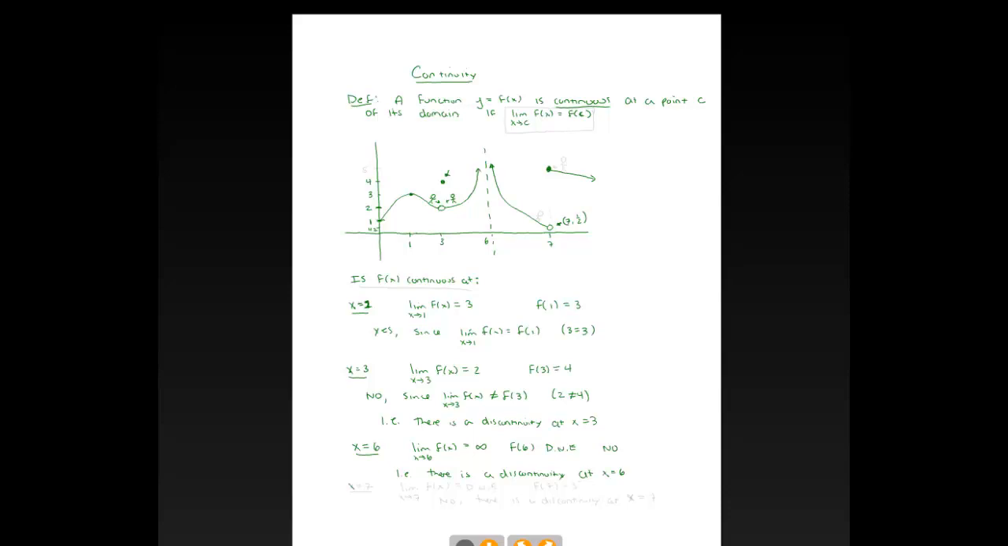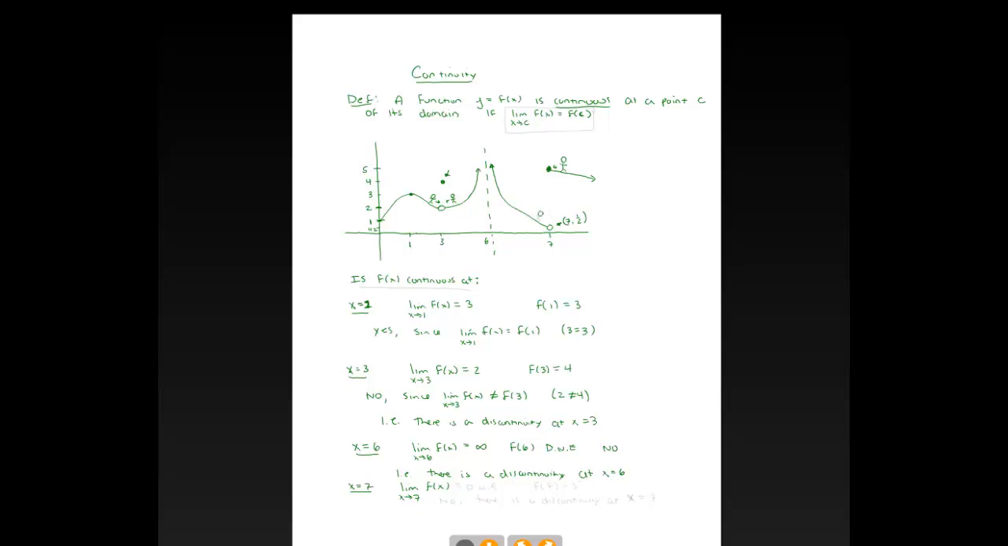And let's lastly consider x equals 7. Well, what is the limit as x approaches 7? Well, the limit as x approaches 7 does not exist. Now this is important. The reason the limit as x approaches 7 does not exist is because if you approach 7 from the right, the answer is 5.